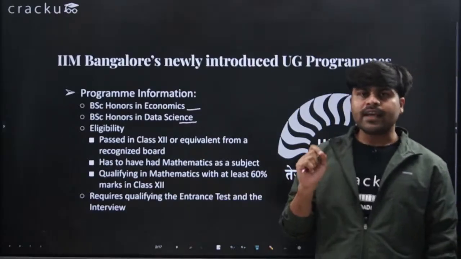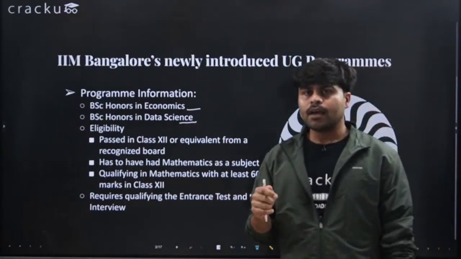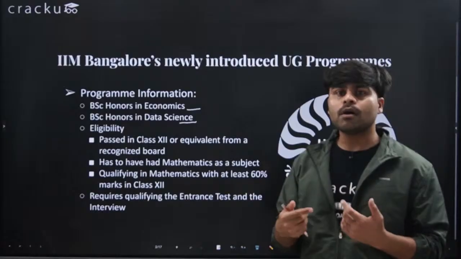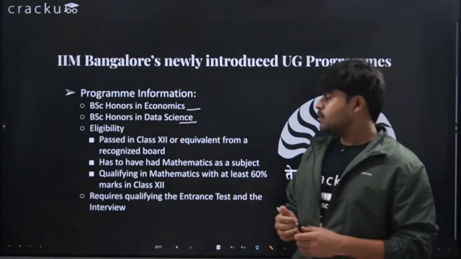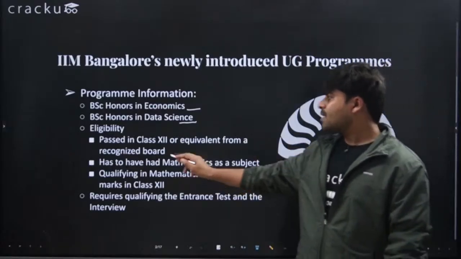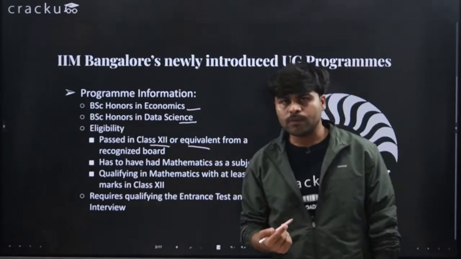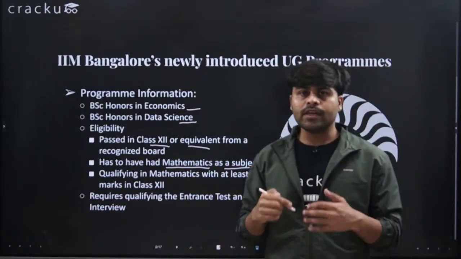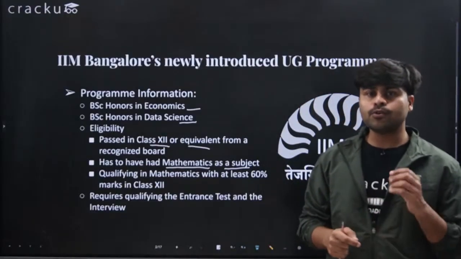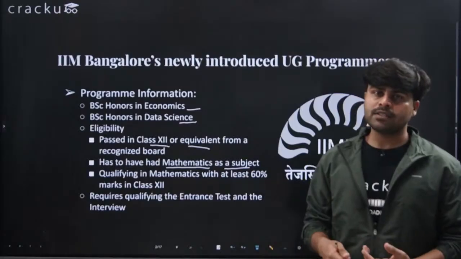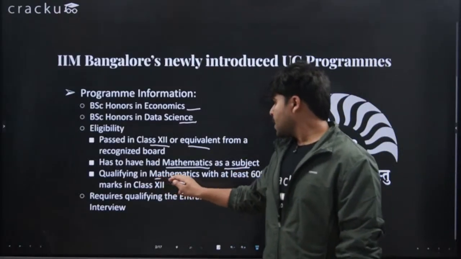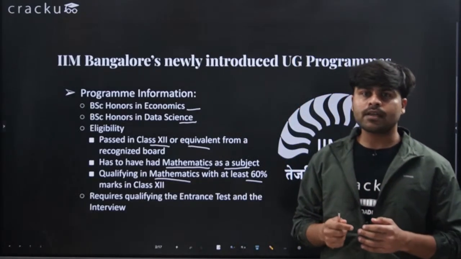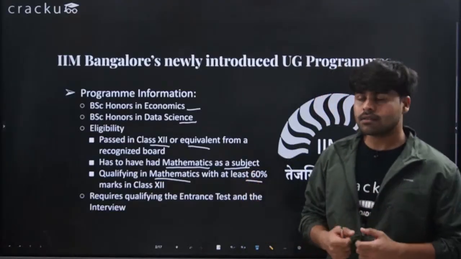There are a few criteria that you should consider for eligibility. Without qualifying this eligibility criteria, you will not be able to apply to this course. The first criterion is you need to pass class 12th or equivalent from a recognized board. The second one is you have to have mathematics as a subject in class 12th. If you don't have mathematics as a subject, you cannot apply to this degree. And the third thing is, in mathematics, you will have to have at least 60% marks in class 12th. Below 60% marks in class 12th, you will not be able to apply in this course.